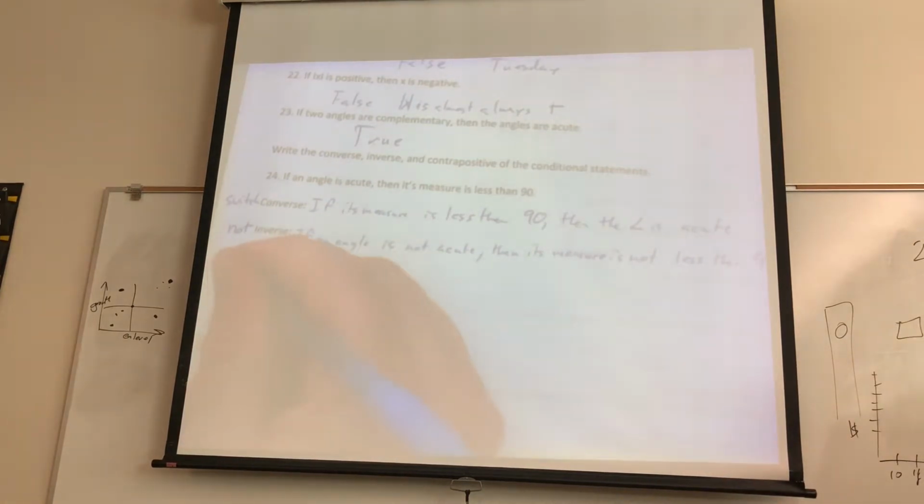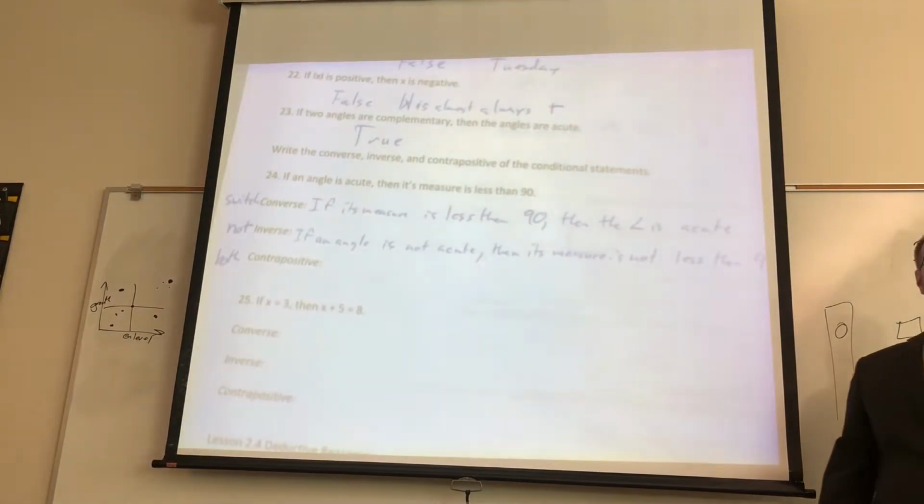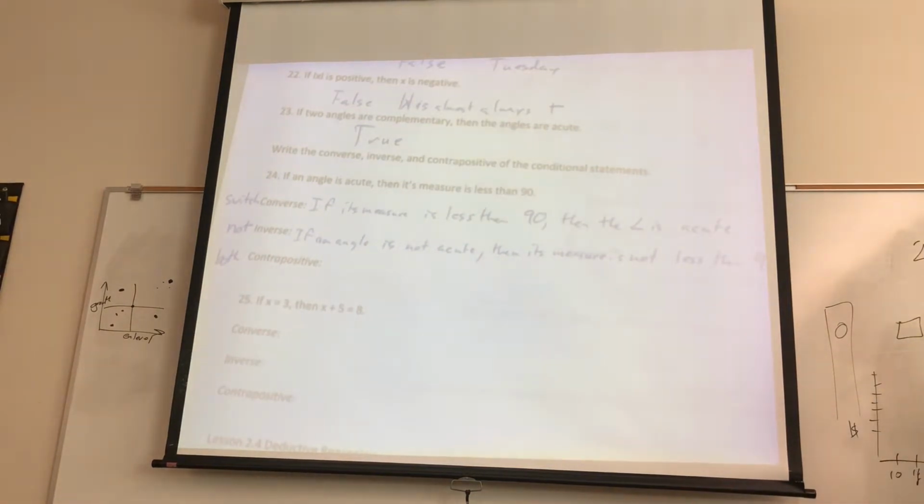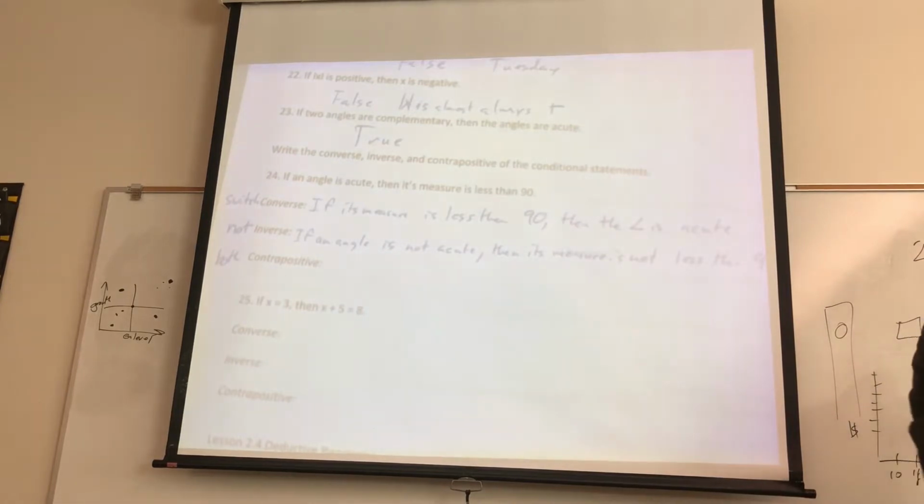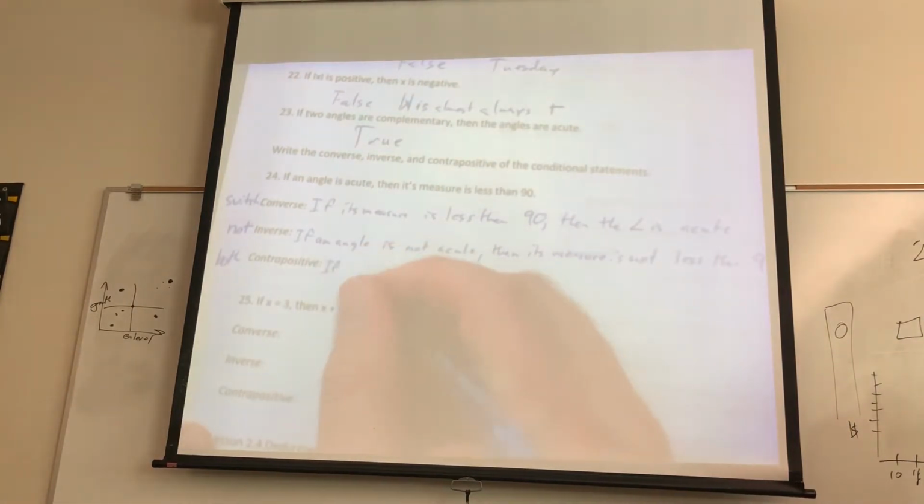And then the contrapositive is going to do both of these things. It's going to swap the order, okay? It's going to switch the hypothesis and the conclusion from the original statement, and it's going to also insert the word not. So if its measure is not less than 90, then the angle is not acute.